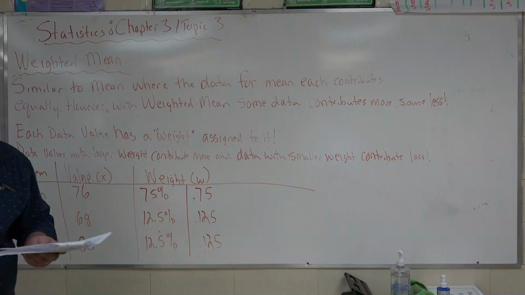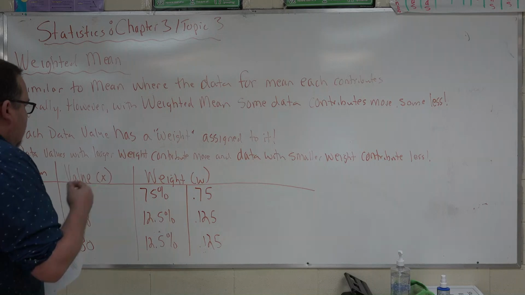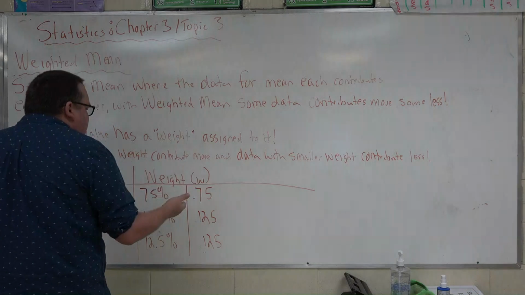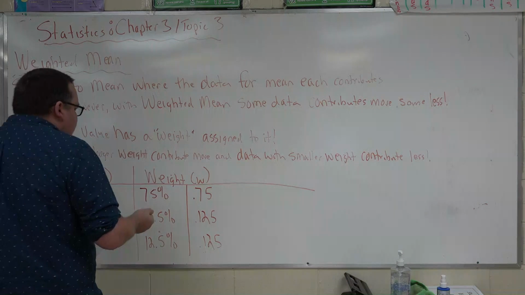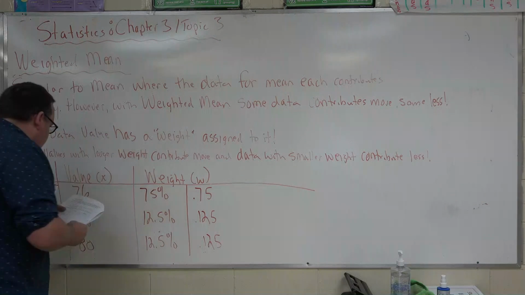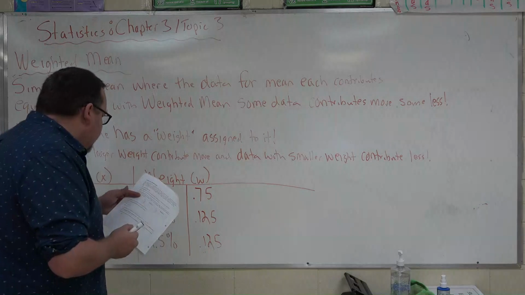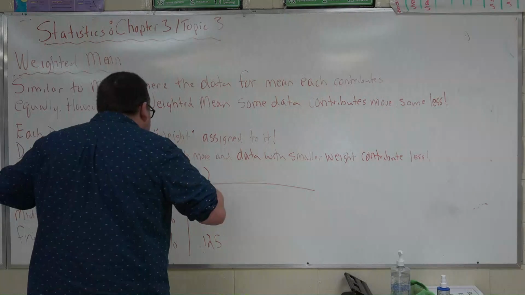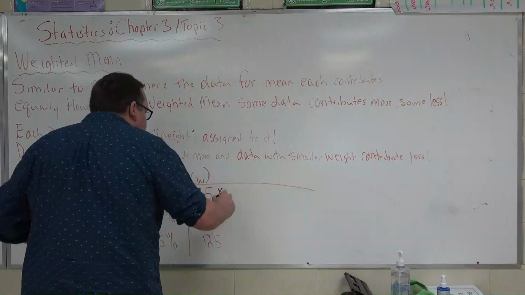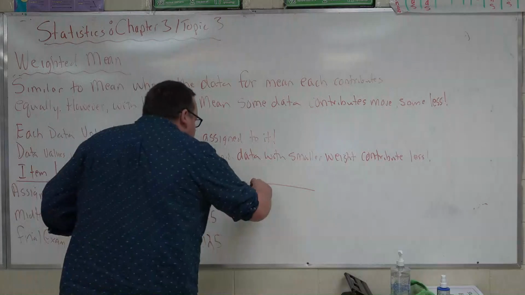Assignments has a 75% weighted value, but mathematically, we can't use that in percent form. We have to put it back to a decimal. So assignments will be 0.75, midterm 0.125, final exam 0.125. Then you take your 0.75 and you times that by your 76 that you achieved. That will give you 57.